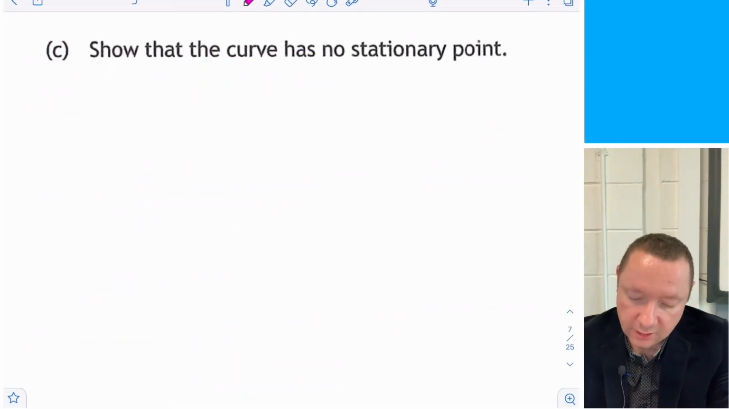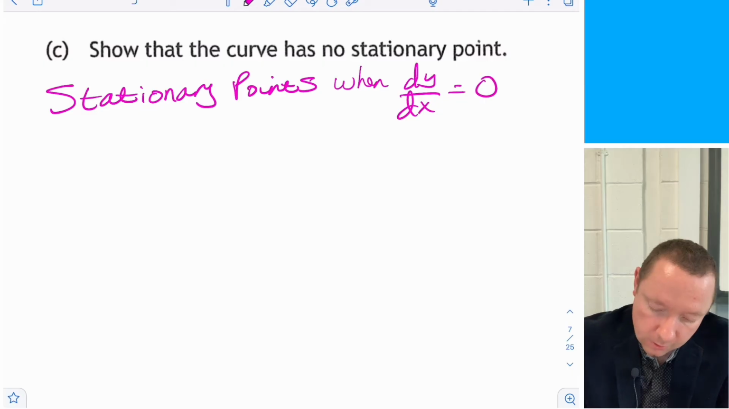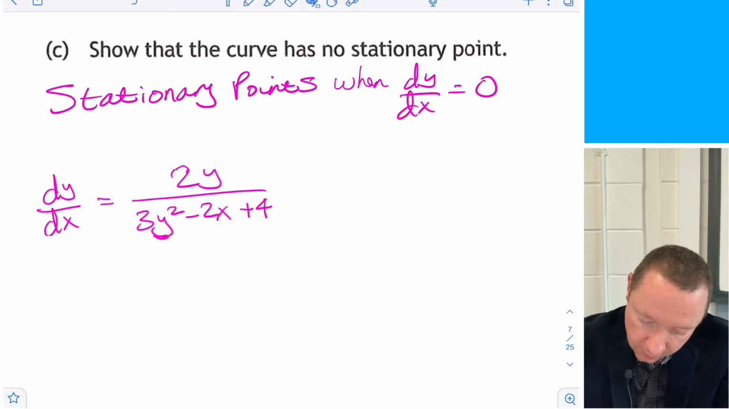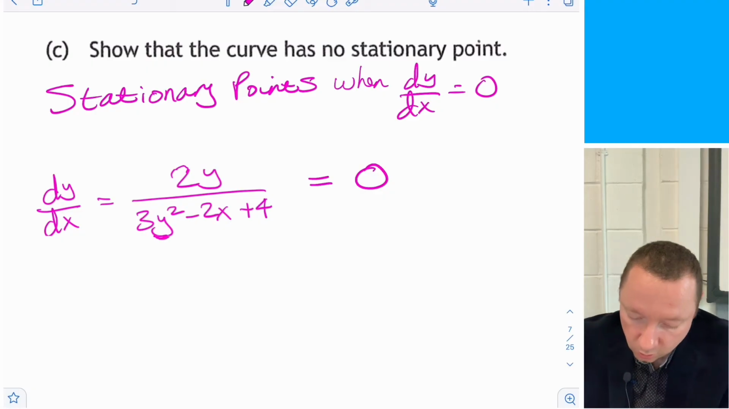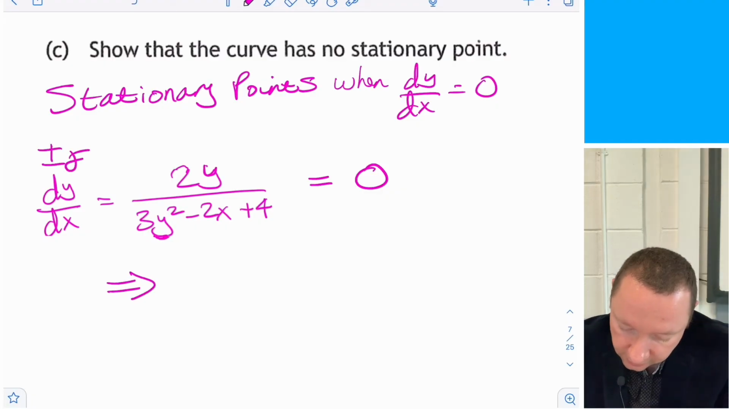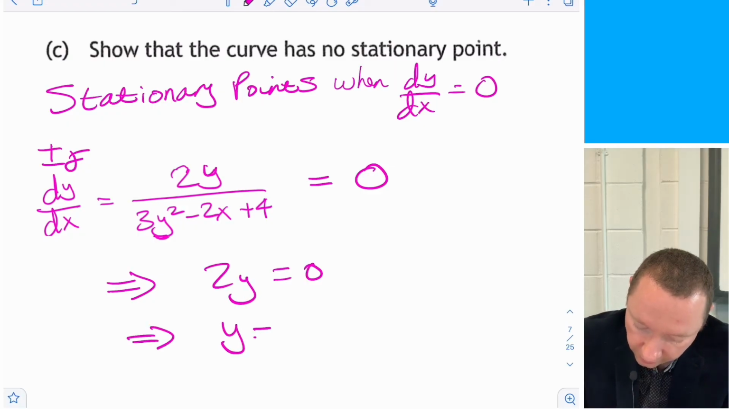Okay, so the curve has no stationary points. So we get stationary points when dy by dx equals 0. So remember this was our dy by dx. We're going to make that equal to 0 and see what happens. We can easily solve this. That implies if dy by dx equals 0, then 2y equals 0, which would imply that y equals 0.